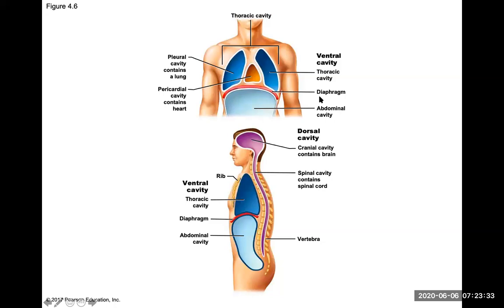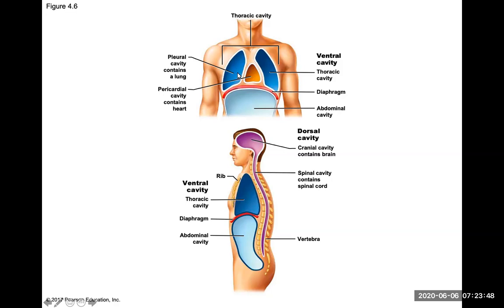So here's a look at the body cavities. Again, they are spaces within your body that hold specific organs. You can see here the ventral cavity contains, each pleural cavity contains a lung, and the pericardial cavity contains the heart.